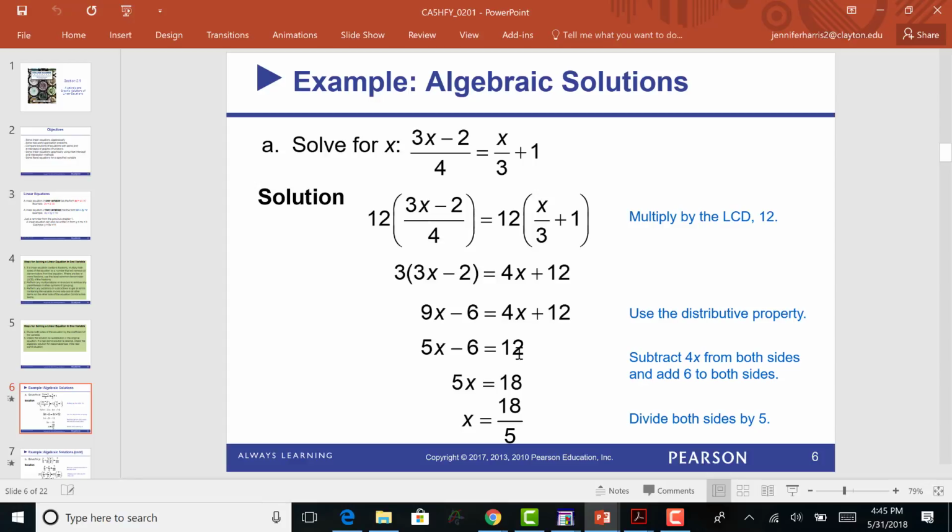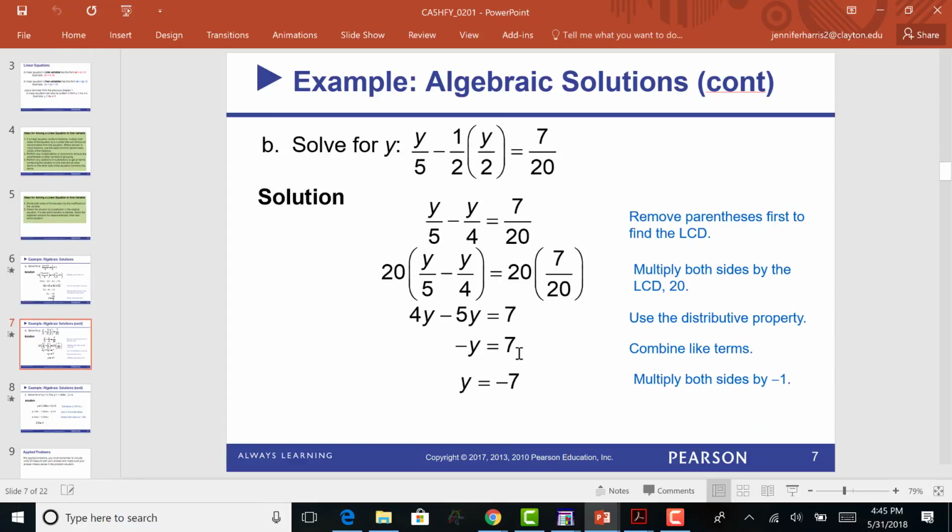Okay, so next slide. Here we go. Alrighty, here's one that's interesting. There's one step that we must perform before we can get rid of these denominators. Can you see that that's 1/2 times y over 2? We have to go ahead and multiply those first. So when you multiply 1 times y, I get y, and 2 times 2, I end up with 4. Now can I go ahead and get rid of my denominators now?